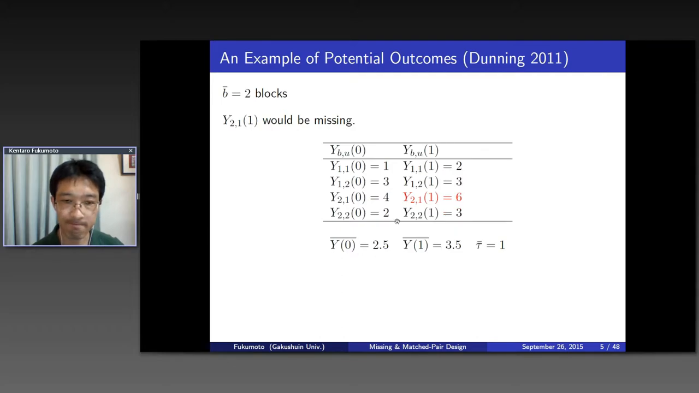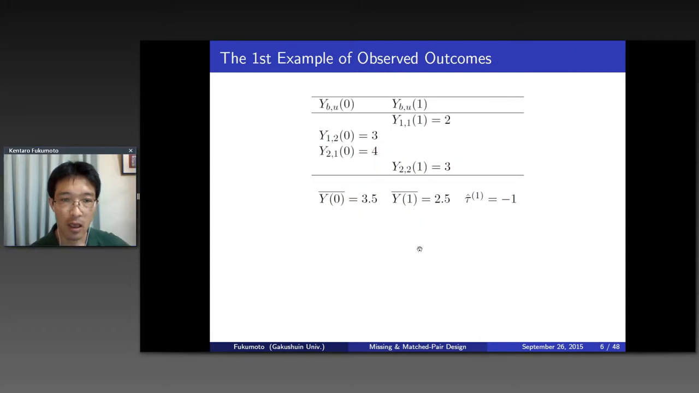If we know all potential outcomes, then we can calculate the average of the potential outcomes. The average potential outcome for control is equal to 2.5, and that of treatment is 3.5. Taking the difference between them, we have the true average treatment effect, which is equal to 1. This is the first example of observed outcomes.